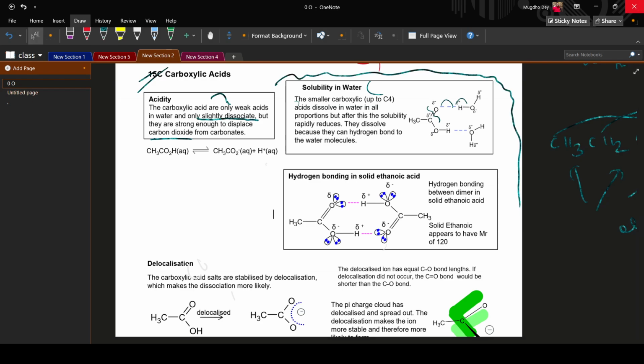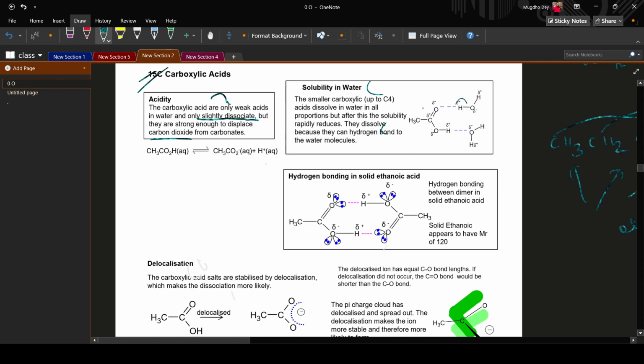Anything that wants to be soluble in water depends on the formation of hydrogen bonds. As provided here, the smaller carboxylic acids dissolve in water in all proportions, but after this, the solubility rapidly reduces. Basically, they're trying to say as the chain increases, the solubility of carboxylic acids decreases. Now, why is that the case? For solubility to happen, we need to create hydrogen bonding with the water molecules, right? And we all know the two conditions for producing hydrogen bond.